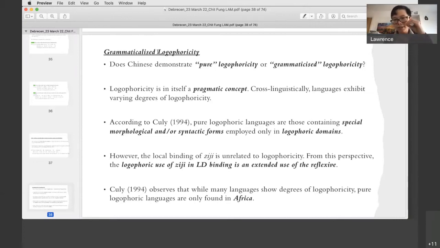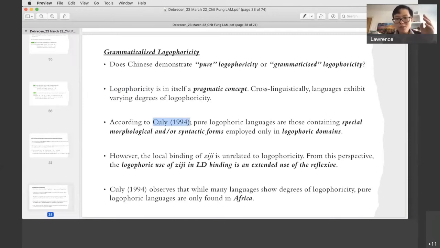Because the type of logophoricity we witness in Chinese is different from some other types of logophoricity that we witness, for example, in some African languages. So to further elaborate, first of all, we need to be aware that the concept of logophoricity is actually a pragmatic concept itself. According to Cooley, 1994, which is also a very influential study, languages which are pure logophoric contain some special forms that can only be used in logophoric domains.